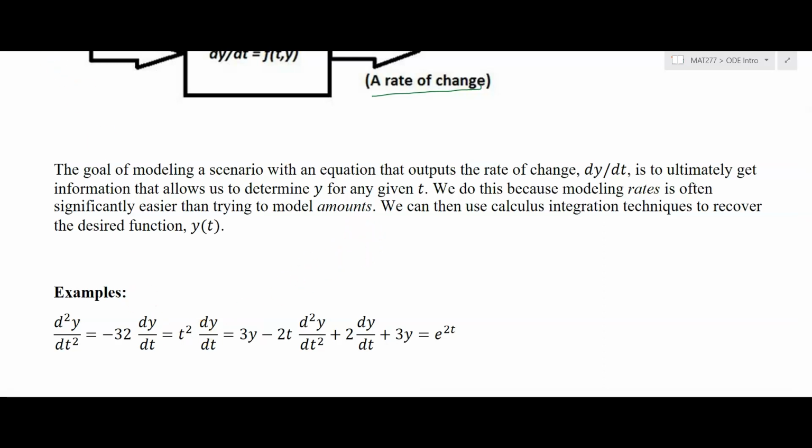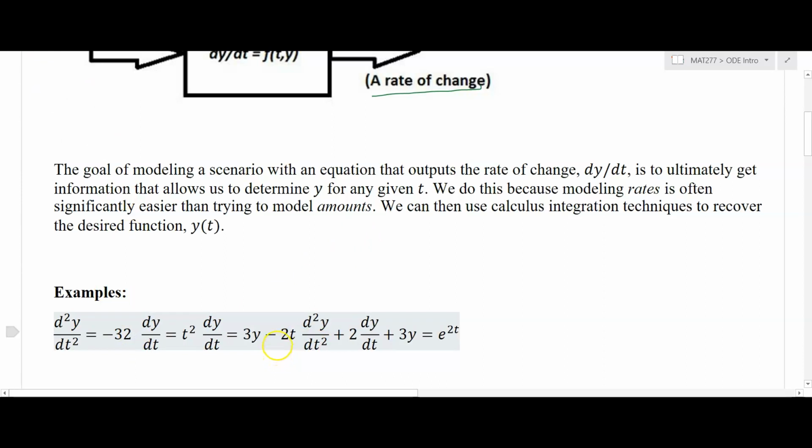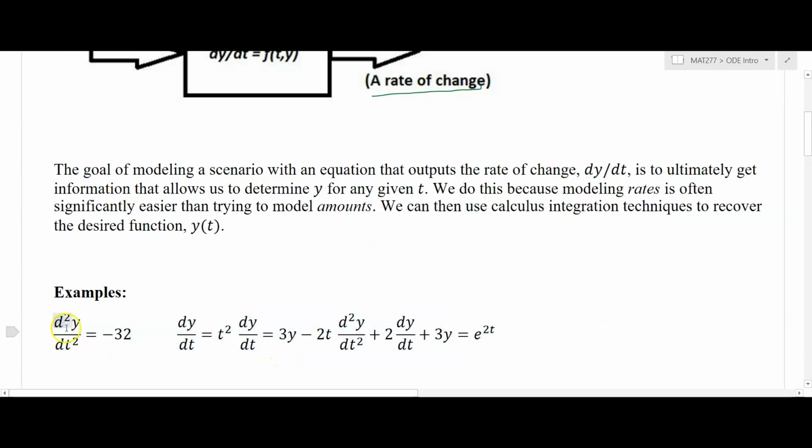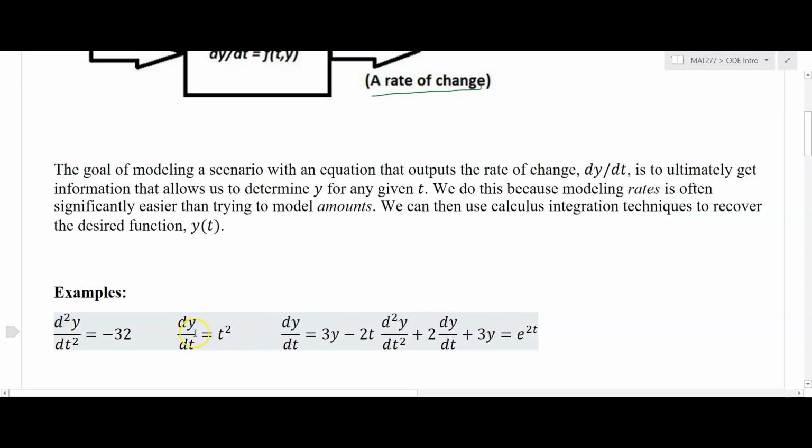So here are a few examples of differential equations. In this case, you see that the second derivative of y with respect to t is negative 32. That's a differential equation because it involves one or more derivatives. It could be a first derivative, a second derivative, or even a mixture of first, second, third, and higher order derivatives. dy/dt equals t squared. These are nothing new; these are equations that you would have seen in an integral calculus class. dy/dt equals 3y minus 2t. Well, that's a little bit new.